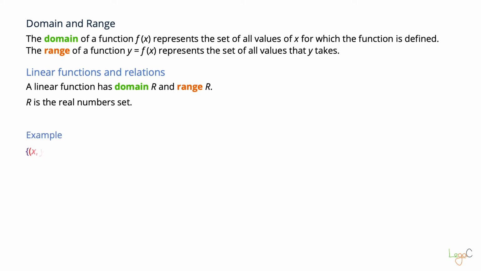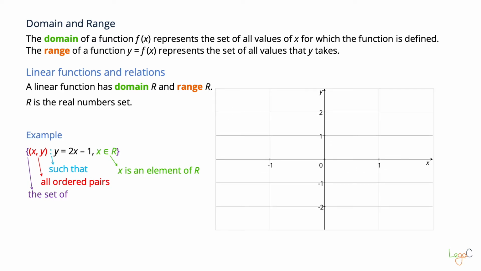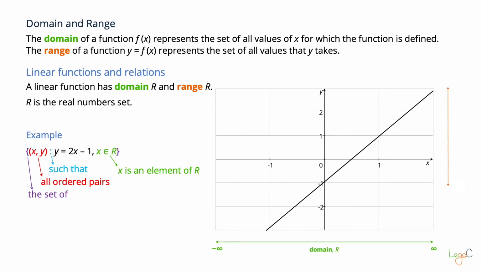Let's start by looking at an example. This is the set of all ordered pairs such that y equals 2x minus 1, where x is an element of R. If we sketch this line on a set of axes, we can see that x can take any value from minus infinity to infinity, so the domain is R, and y can take any value from minus infinity to infinity, so the range is R as well.